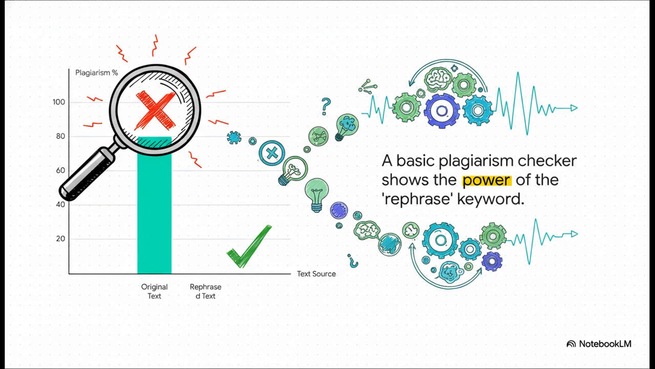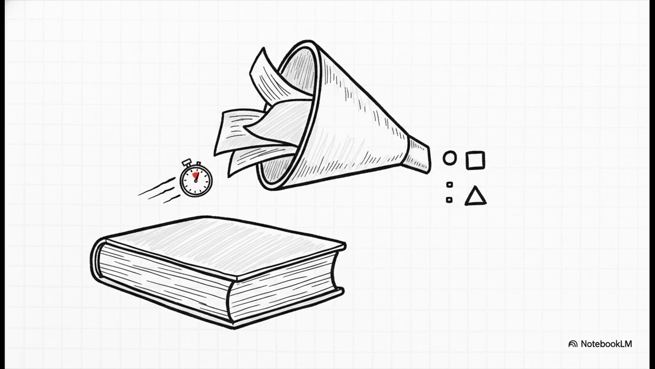Now, I gotta be clear. This isn't a magic trick to get past serious university plagiarism checkers. Those are way more advanced. But it just goes to show you how powerful that one little keyword, "rephrase," is for making content sound completely new. Okay, so rephrase is awesome for tweaking existing text. But what if you need to understand something new and fast, like a whole book? For that, we have our next magic keyword, "outline."